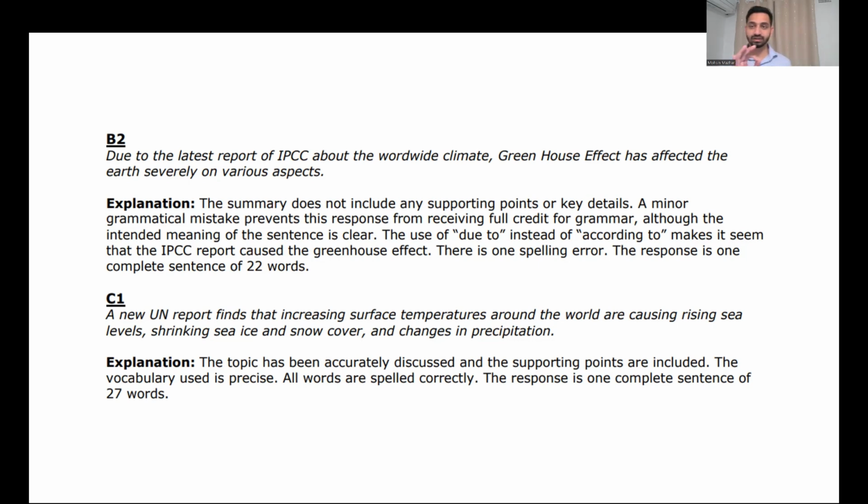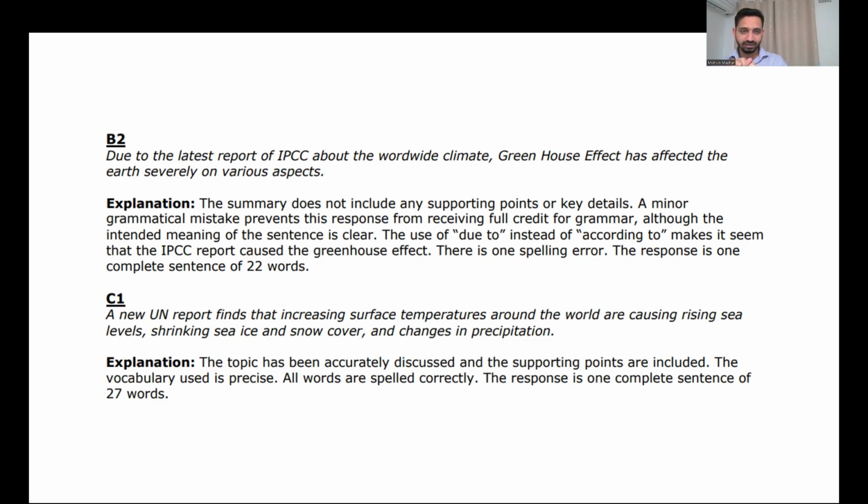Okay, C1 response. Look at the summary here, the new UN report, and you don't have to mention IPCC. You can, it's not a problem if you do that. You could say a new UN report finds that increasing surface temperatures around the world are causing rising sea level. So we talked about, we took that rising sea level from, I think, one of the paragraphs.